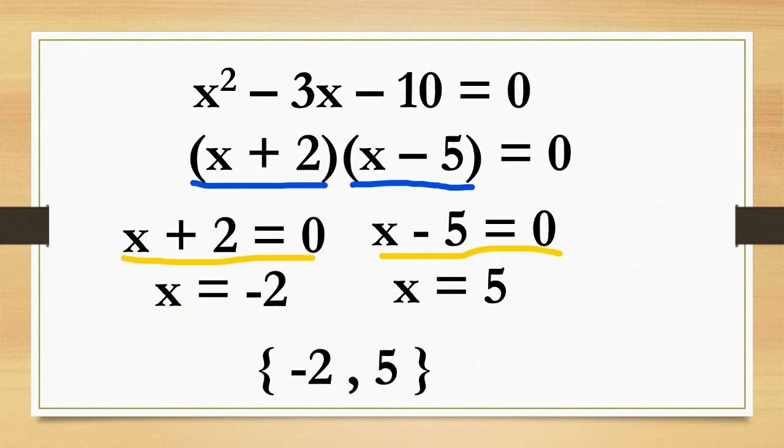Now, by applying the zero product theorem or the zero factor property, we're going to equate x plus 2 equal to 0 and x minus 5 equal to 0. And both are examples of linear equations. And then x plus 2 equals 0. Of course, the value of x equals negative 2, and x minus 5 equals 0, the value of x equals 5. So the solution of the quadratic is negative 2 or 5.